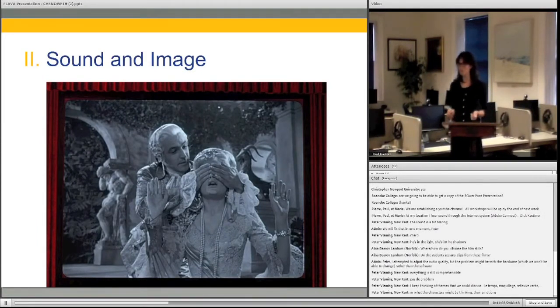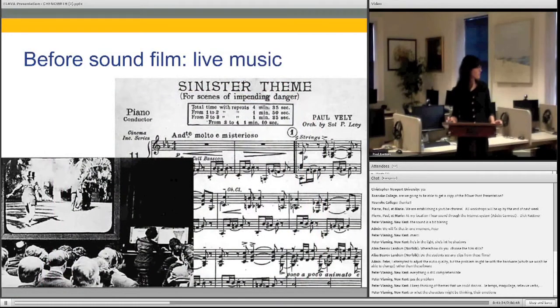So let's barrel forward into sound and image. Again, bonus points for being able to place this still. Singing in the Rain. Yeah, it's Singing in the Rain. This is the film within the film. Here's Gene Kelly, right? 1950s film about the transition from silent to sound.